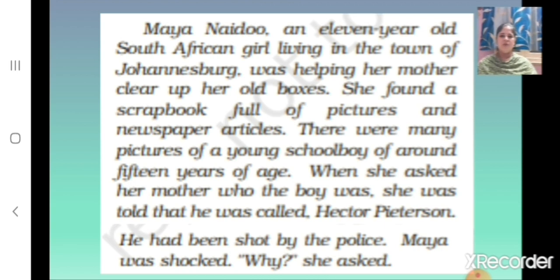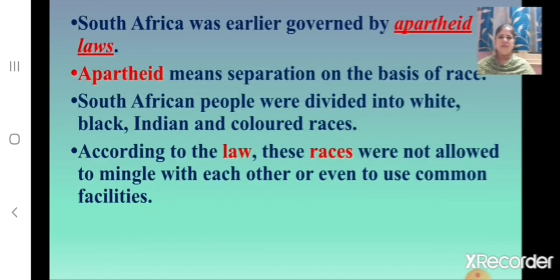Her mother answered that he was called Hector Peterson. She said that this boy was Hector Peterson and he had been shot by the police. Maya, on hearing this, was shocked and asked, why? Then her mother explained to her that South Africa was earlier governed by apartheid laws.